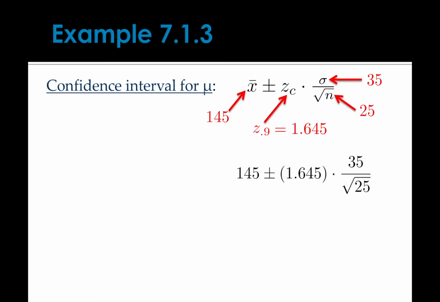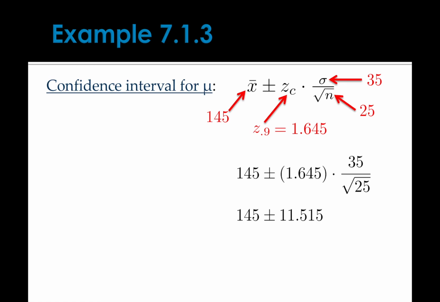So I plugged in x bar equals 145, z sub 0.9 is 1.645, sigma over root n is 35 over root 25. And I would recommend when you go to your calculator to plug this in, that you do the right-hand side, the stuff after the plus or minus. So type in 1.645 times 35 over root 25, and that should give you 11.515. So calculating that margin of error is a good first step. Makes things a little easier.